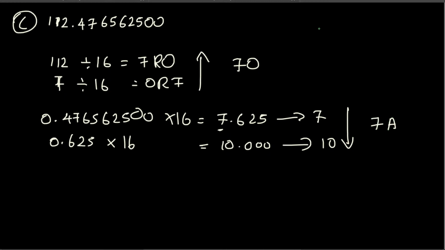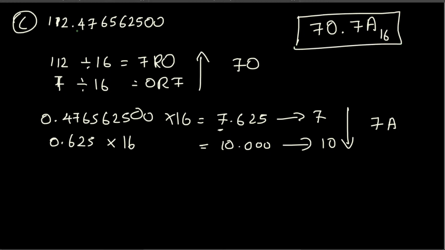So the final answer is: the integer part is 70 and the fractional part is 7A, and each digit in hexadecimal is 4 bits. So in the integer we have 8 bits, and in the fraction we have 8 bits, and this is base 16. So we converted the given number into a hexadecimal number.